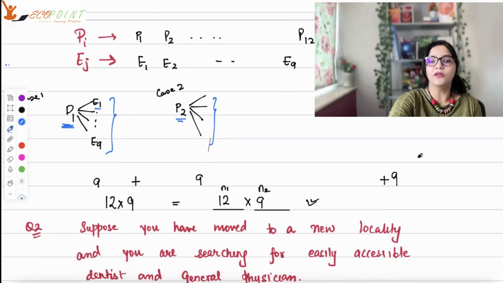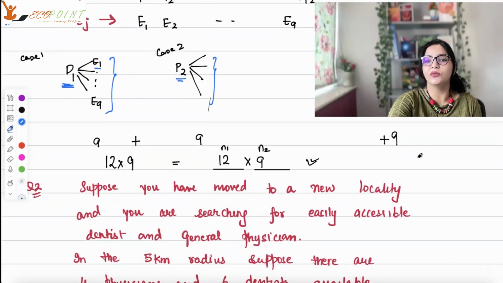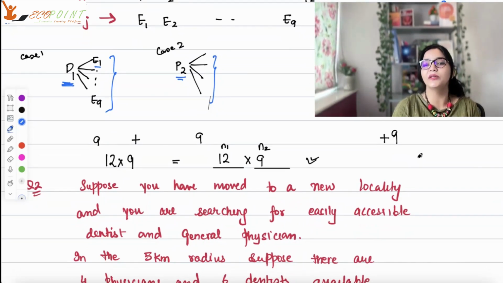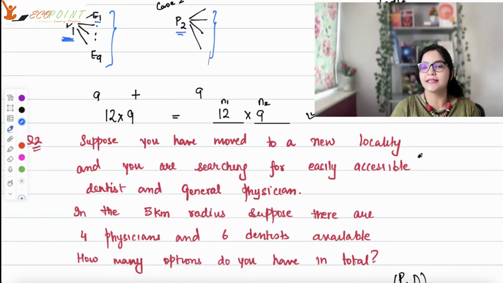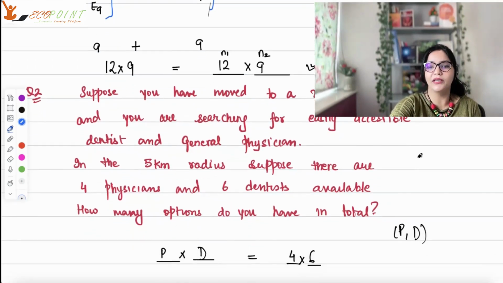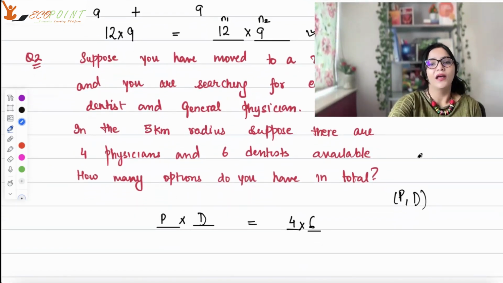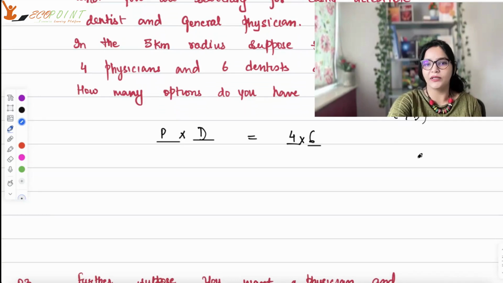Suppose you have moved to a new locality and you are searching for an easily accessible dentist and general physician. In the 5-kilometer radius, suppose there are 4 physicians and 6 dentists available. How many options do you have in total? I need a physician and a dentist, and I have been given that within 5 kilometers I have 4 physicians, 6 dentists. So in total I have 24 combinations, 4 into 6, that are possible for me. Okay, out of which I can create any one combination.